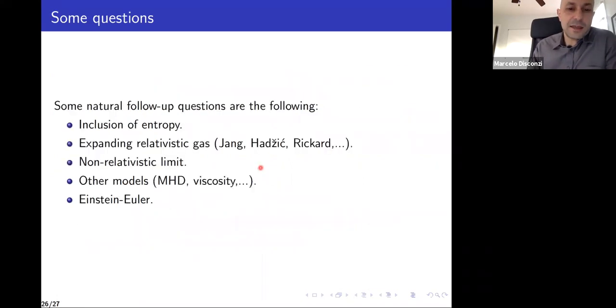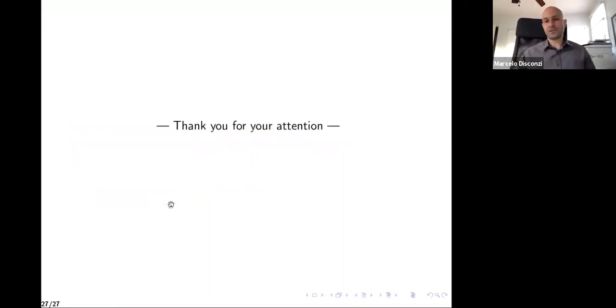And of course, the story doesn't end here. We have this proof, as I said, the first proof of local well-posedness for the relativistic Euler equations with a physical vacuum boundary, and that opens the door for other models. You can include entropy. You can look at expanding gases, which in the classical case was done by Young, Hadžić, and Rickard. We can look at non-relativistic limits, other models, and if you are really ambitious, you can look at this problem for the Einstein-Euler system. Thank you for your attention.